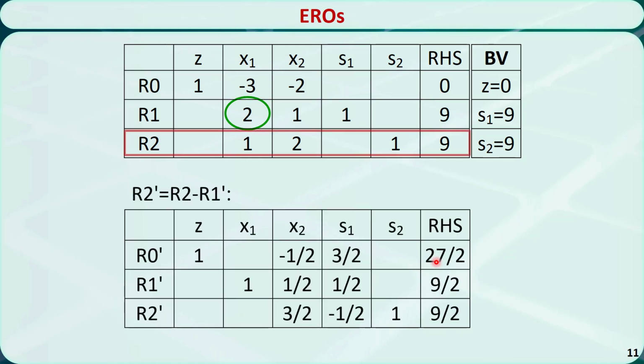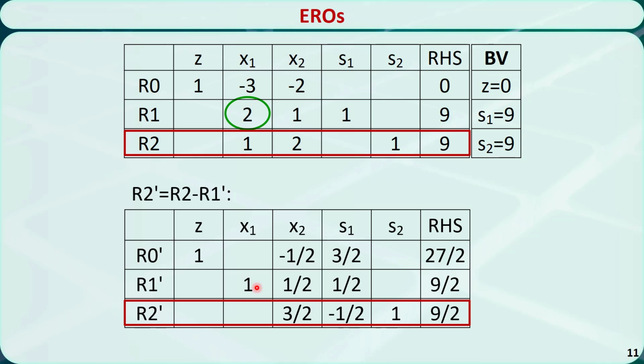Now we remove this coefficient in row 2 by subtracting row 1 prime from row 2. It is called row 2 prime. This will be gone. This will be changed to 3 over 2. This, minus 1 over 2. This is 1, and the right-hand side is now 9 over 2. In this tableau, the coefficient of x1 in row 1 prime is 1, and the coefficients in all other rows are 0. So we are done with the EROs and pivoting.